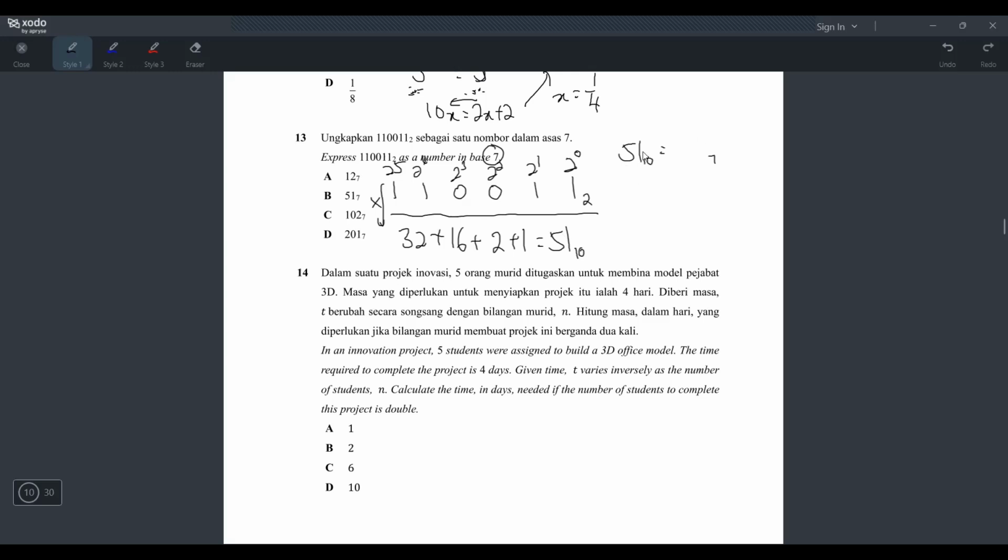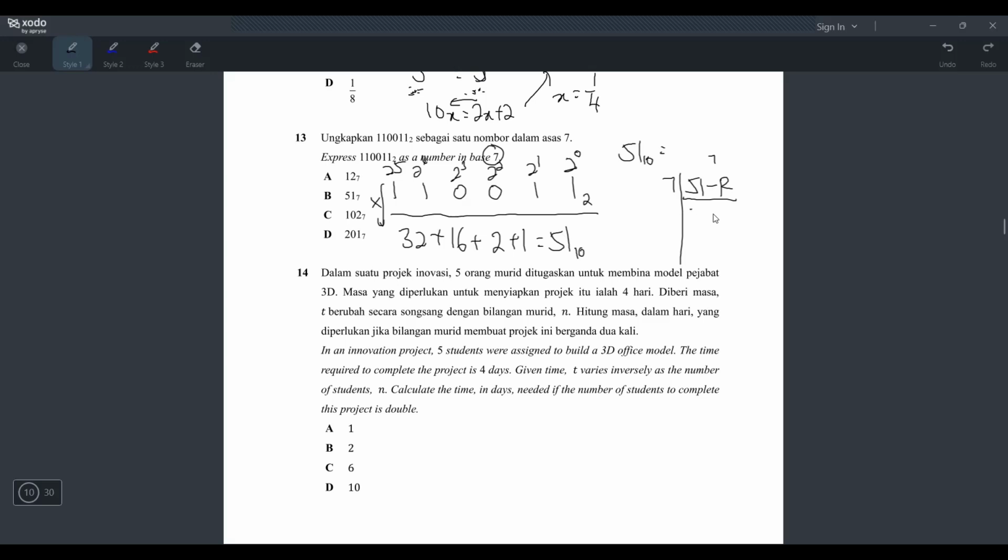Now you use the divide method, because you are changing from a base 10, which is a bigger base, to a smaller base. Then you use this method. So 51, remainder like this, and then you divide 7. Okay. So because you want to change to base 7, so divide 7.